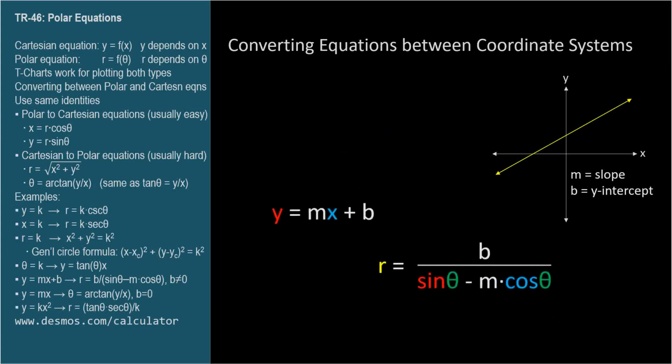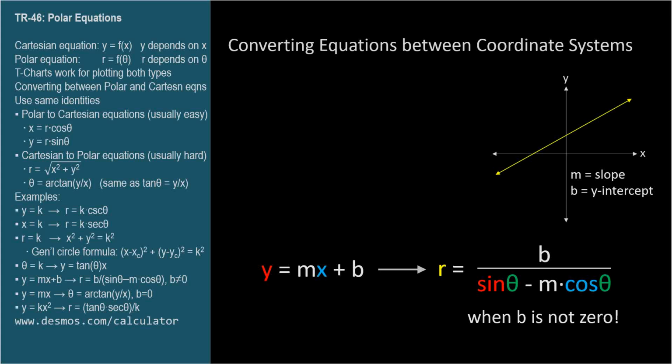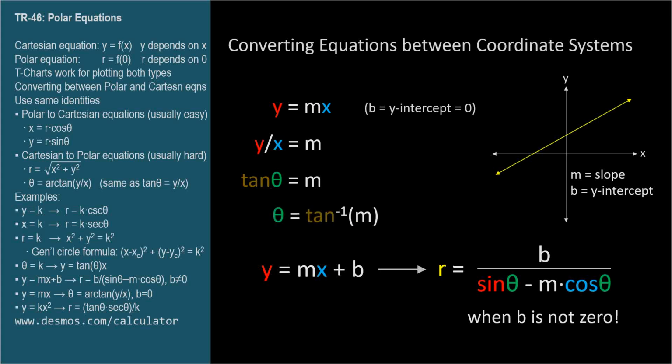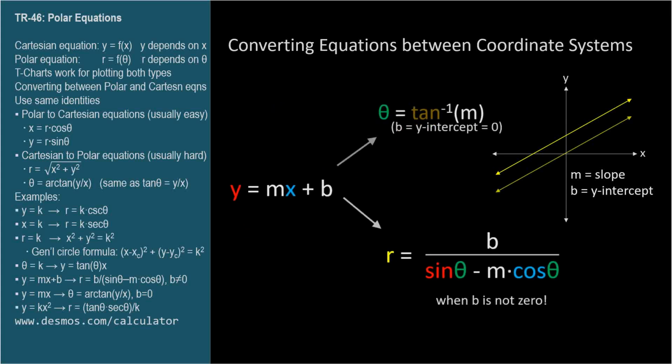This will work fine unless b is 0. If b, the y-intercept, were 0, then the equation will yield r equals 0 for all theta, and r equals 0 is just a point at the pole, not a line, so that's not right. When there's no y-intercept, we have y equals mx, which passes through the origin. Isolating m, we get m equals y over x, which is also equal to tangent theta. Since tangent theta equals m, theta equals arctangent m. This plots as a straight line whose slope is m.